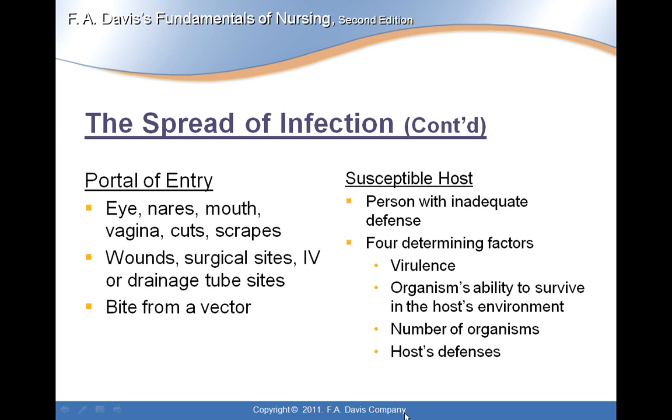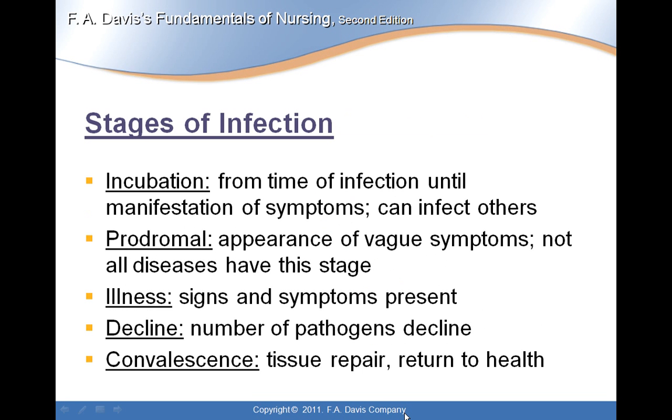Again, if the person already has a compromised immune system, then they're going to have decreased ability to fight off new infections. And so the stages of infection, you have the incubation period, and as it says here, this is from the time of infection until manifestation of symptoms. And during this time, the person can infect others. And so this makes sense, like when we talk about diseases such as HIV. HIV can have a long incubation period, and the person, at the time of infection, may not even know that they have been infected.